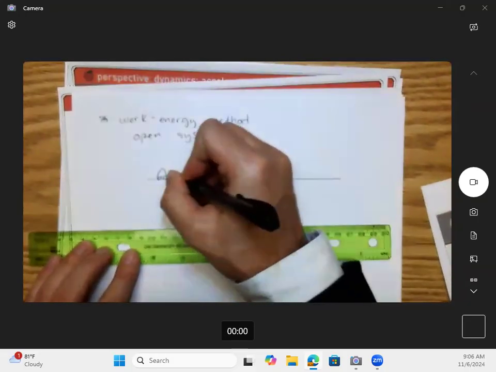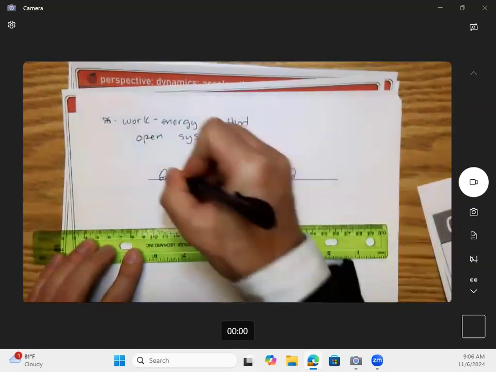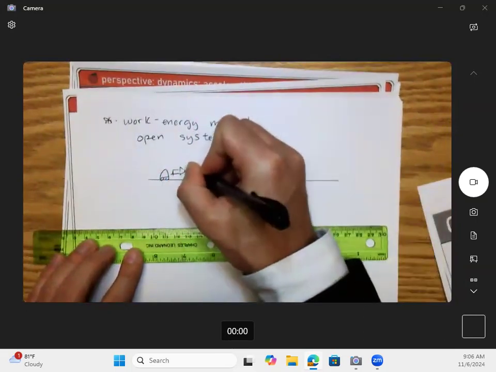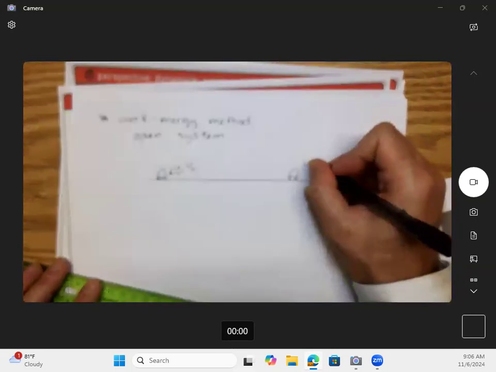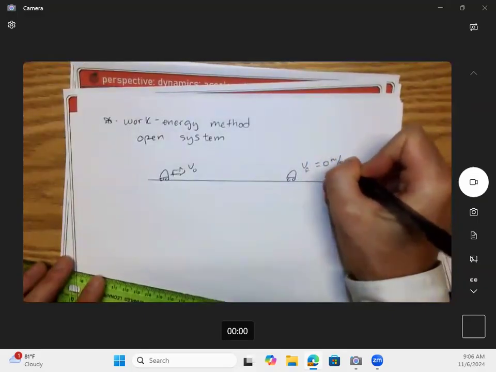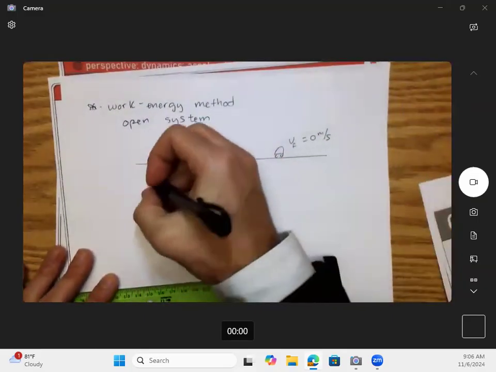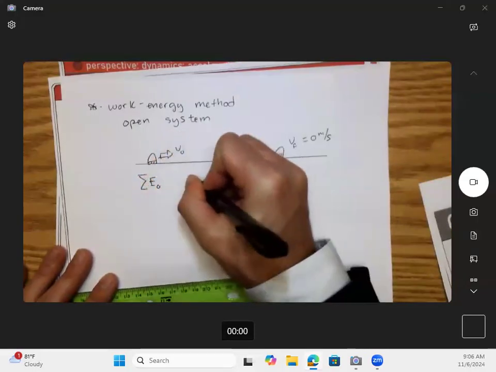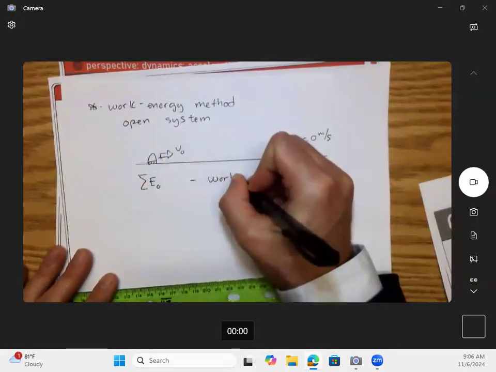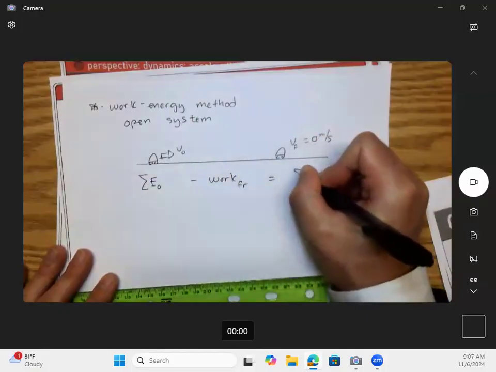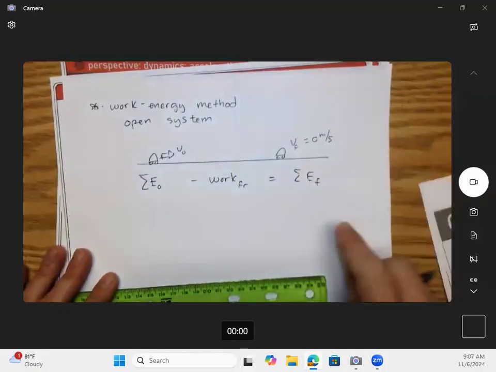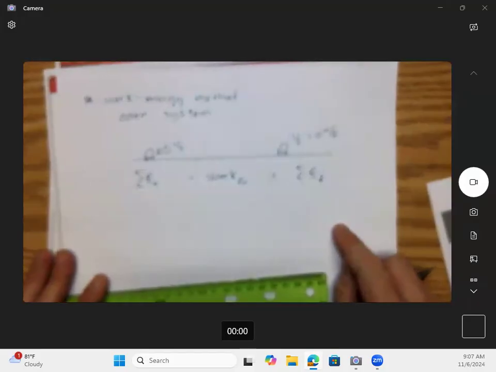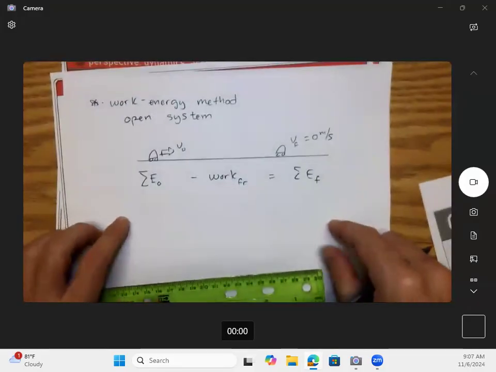Same picture setup. For initial velocity, brakes to stop, Vf equals 0 meters per second. All right. So here's the framework. The sum of energy initial minus the work done by friction equals sum of energy final. All right, guys, good?